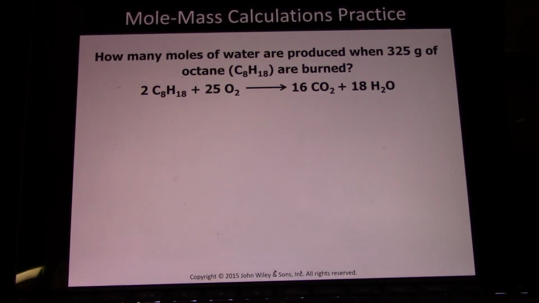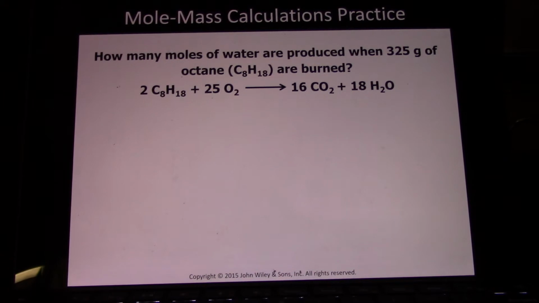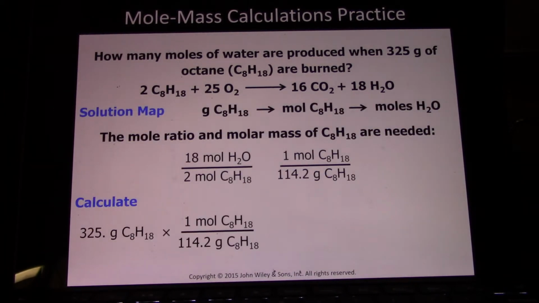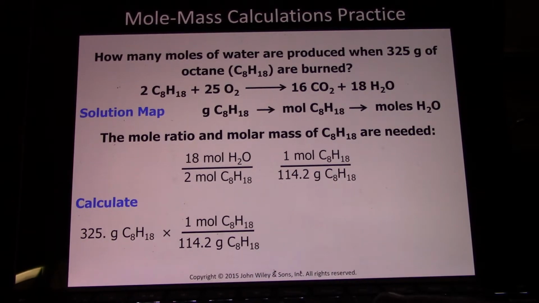How many moles of water are produced when 325 grams of octane are burned? Well, first we have to convert grams of octane to moles of octane. And we look up with our trusty periodic table. 8 times 12 is 96, plus 18, that puts us to about 114 grams per mole. It's 114.2 grams per mole. And we convert grams of octane into moles of octane. And now we do stoichiometry.